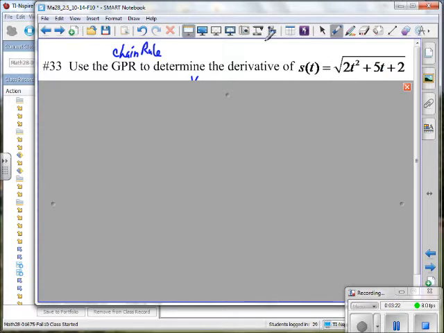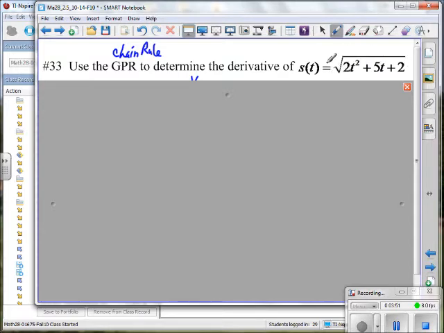Again, if I told you a value for t, where would you start? Would you start with the square root? No. You would start with finding out the value of the radicand, this piece right here. So 2t squared plus 5t plus 2 is the inside function. The outside function then says, take the result of that first step and take the square root of it. So the inside function is here, the outside function is here.